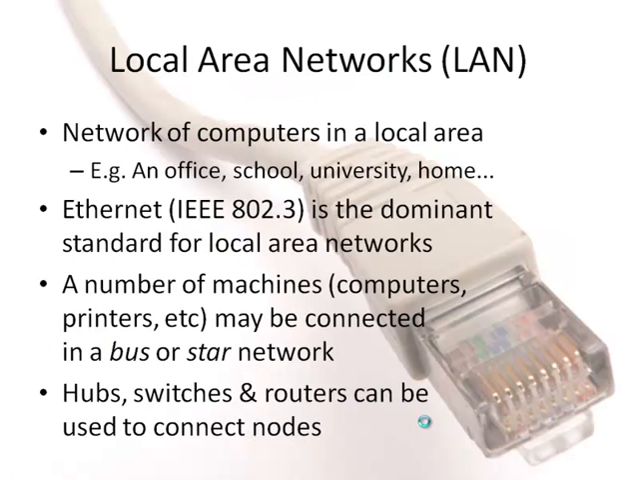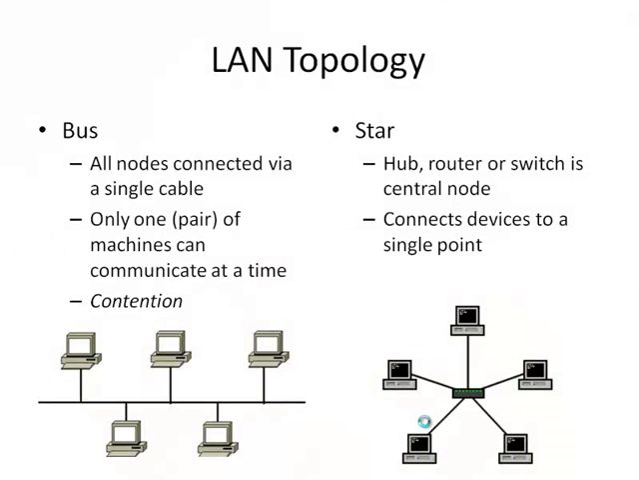As well as the internet, we can do networking on a much smaller scale or local area, with local area networks. The dominant standard for this is Ethernet. It allows a number of machines, computers, printers, etc. to be connected in a number of different configurations, bus or star being the principal ones. Other devices, hubs, switches and routers can be used to connect different nodes together.